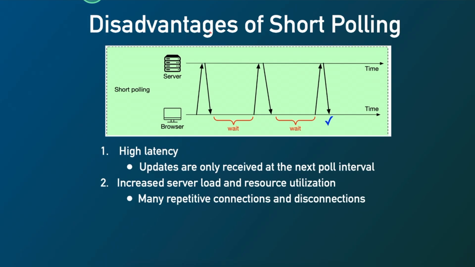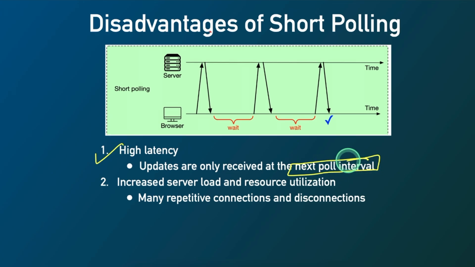Let us now understand the disadvantages of short polling. The main disadvantage, which is a deal breaker for many of the modern applications, is the high latency that we have when we use short polling. The reason is that updates are only received at the next poll interval. What do we mean by that? Let us assume that you made a request to the server, you got back the response, and just as the server sends back the response, the data got updated. So to get this updated data, you have to wait until you make the request again.